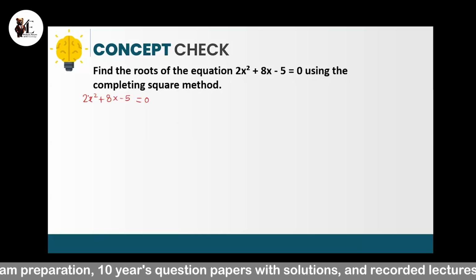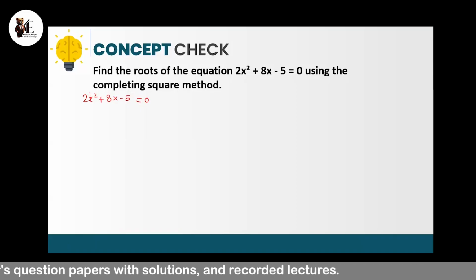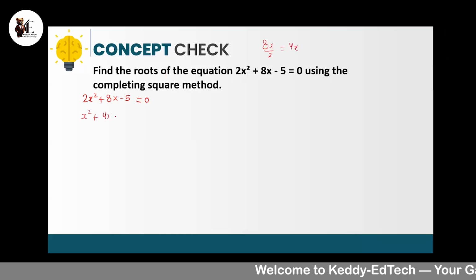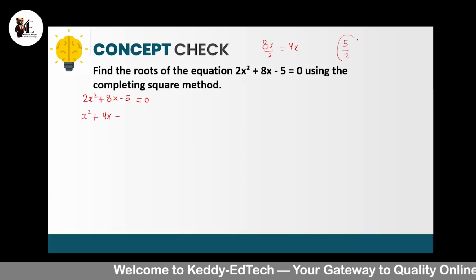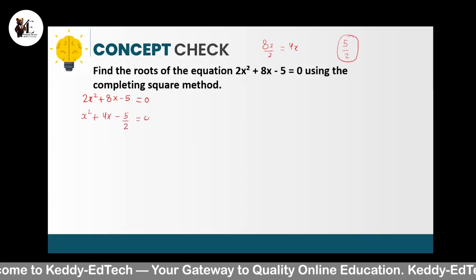So in this equation, the coefficient of x square is not equals to 1. So we have to make it 1. For that, we have to divide the whole equation by 2. If I divide 2x square by 2, the 2 will be cancelled out. We have x square, and when 8x is divided by 2, I will be having 4x minus, and when I divide 5 by 2, this will remain as it is because 5 is not divisible by 2. So 5 by 2.